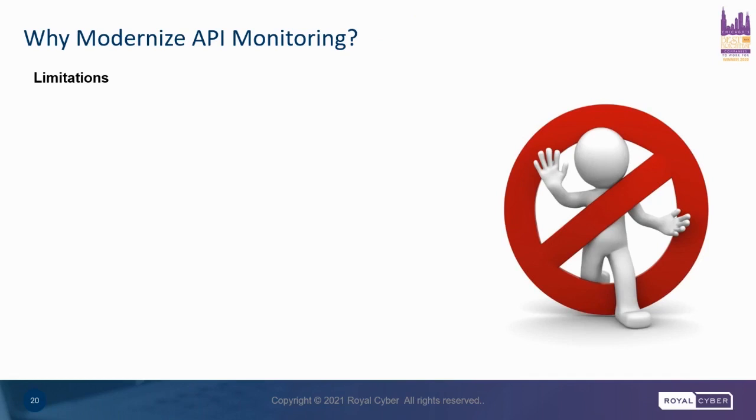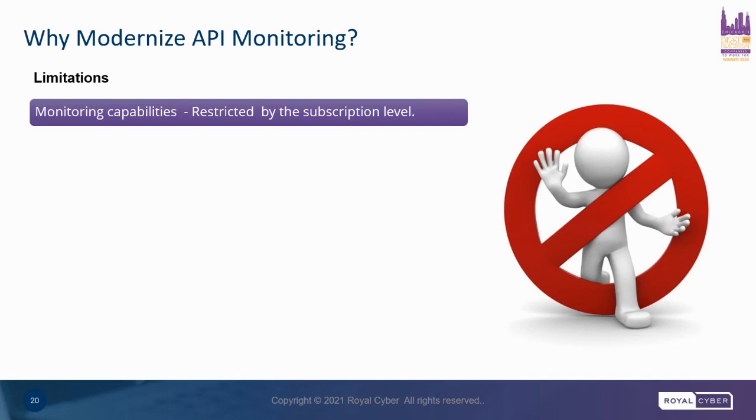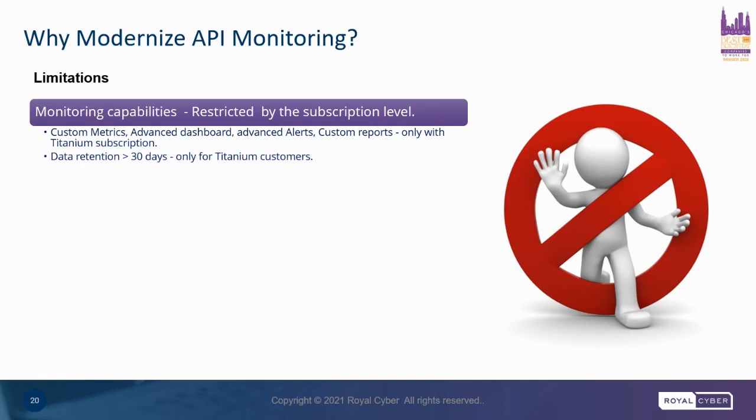So, while Anypoint monitoring is the de facto method of monitoring Mule applications and API performance to quickly identify and resolve issues, it has its own limitations. Let's see what they are. First, monitoring capabilities are restricted depending on the subscription level, whether you are a gold or a platinum subscription or you have a titanium subscription. Custom metrics and advanced dashboards are only available if you are a titanium customer. Data retention is limited to 30 days unless you have a titanium subscription. While alerts are available for all, advanced alerts are only available for titanium subscriptions. And customized reporting feature is not available unless you are a titanium customer.